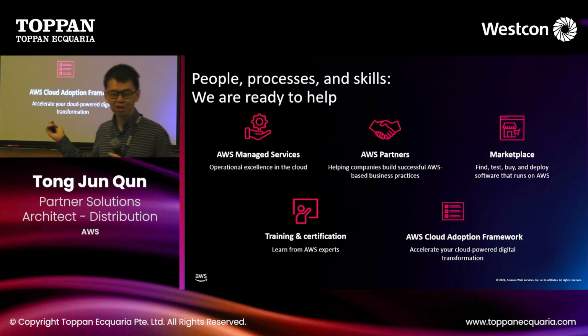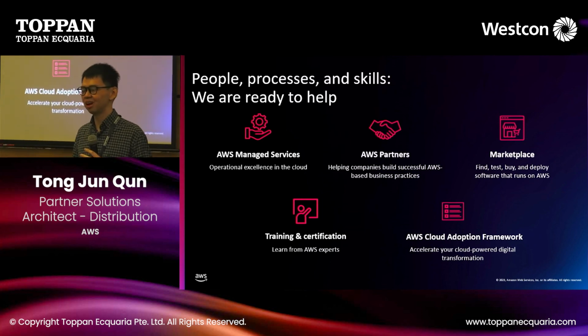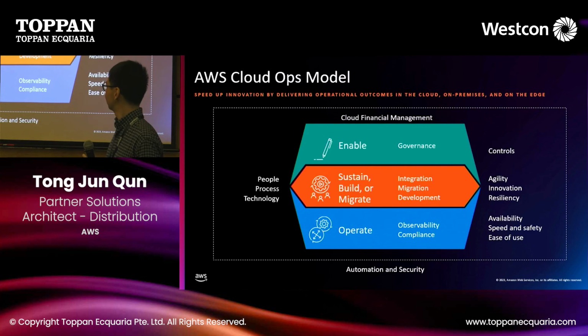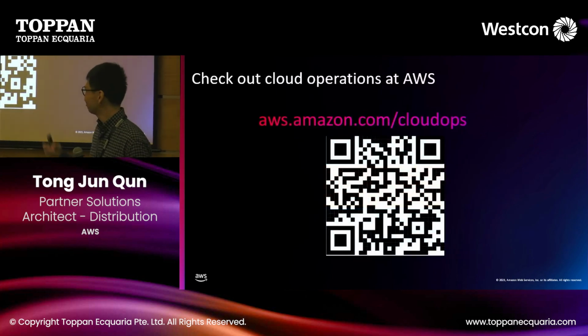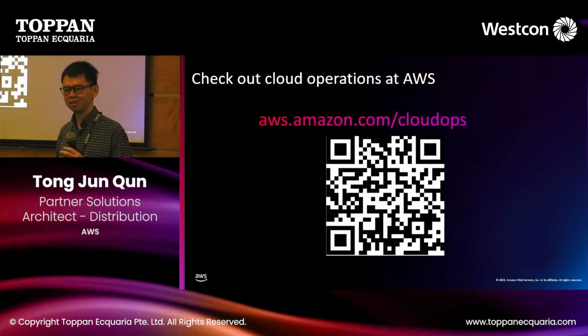And we also have best practices, the Cloud Adoption Framework, and Well-Architected Review in case you are lost as to how to actually create the resilient infrastructure that you want to have on AWS. Feel free to peruse the frameworks and best practices we have available online. For more information on AWS cloud operations, do feel free to visit our website or scan the QR code if you are keen on that.